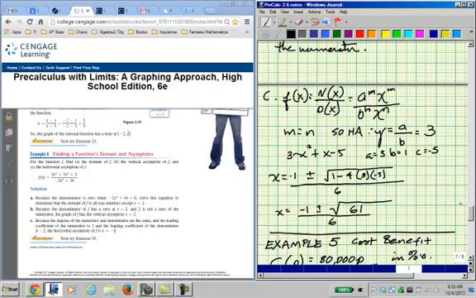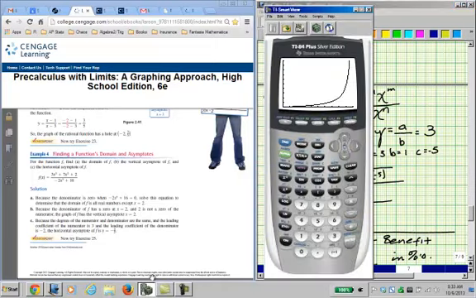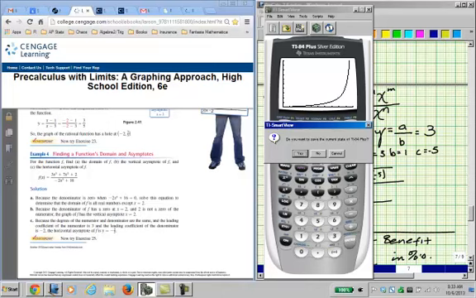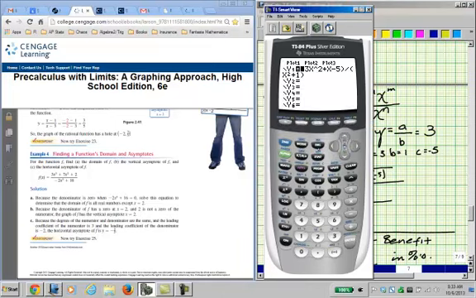Now, there's one interesting thing about this. Let's take a look at this problem for 25. Get the calculator up here and find the graph for 25. Here's the graph, what it looks like. Now let's look at the table.